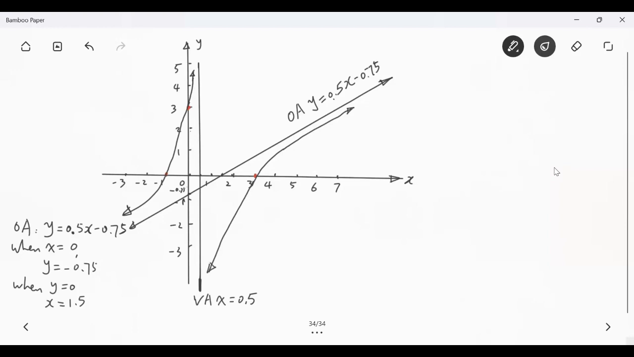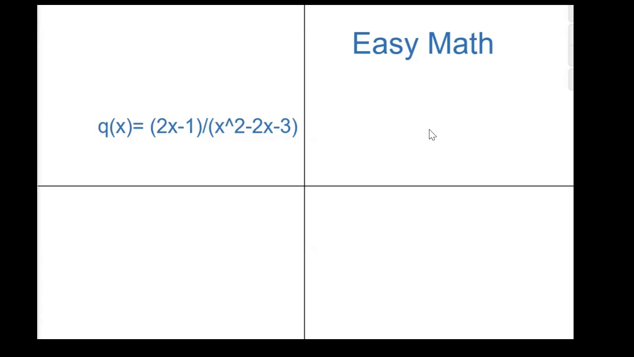And the left branch, the left side, when x approaches 0.5 from the positive side, y approaches negative infinity. And on the right side, when x approaches positive infinity, y approaches 0.5x minus 0.75. And next, I will show a video using DESMOS to show the graph.